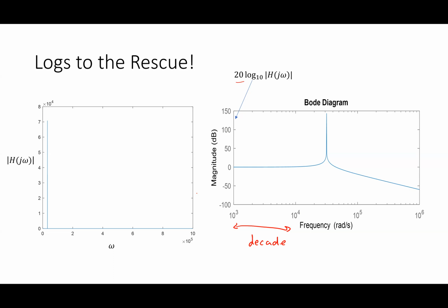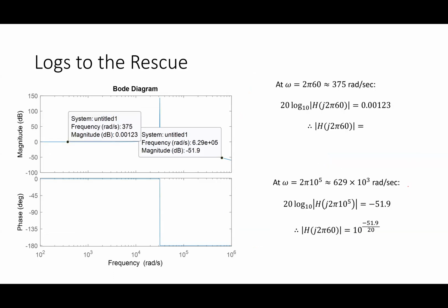So where is 628,000? Well, there's 10 to the fifth. This would be 2 times 10 to the fifth, 3 times 10 to the fifth, 4, 5, 6. It'll be somewhere around here. If I look at this carefully, I went into MATLAB and read off the values of this thing. So we're just playing with logarithms here right now. At this frequency, 2 pi times 10 to the fifth, I got this value, 629 times 10 to the third. I went to the graph and read off that the value there was negative 51.9 decibels, with a decibel defined as 20 log times the number.